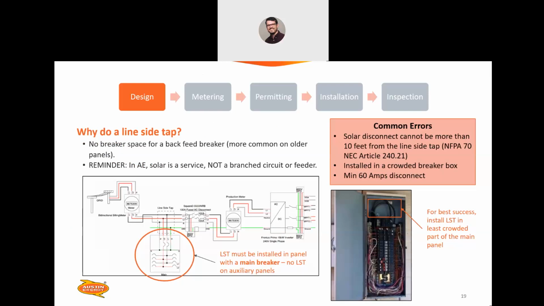So with a line side tap, basically, why do a line side tap? There's no breaker space for a backfeed breaker. They're more common on older panels. Again, an AE in Austin Energy, solar as a service. It's not a branch circuit or a feeder. Common errors are that solar disconnects cannot be more than 10 feet from the line side tap. It can't be installed in a crowded breaker box, and there's a minimum 60 amp disconnect.